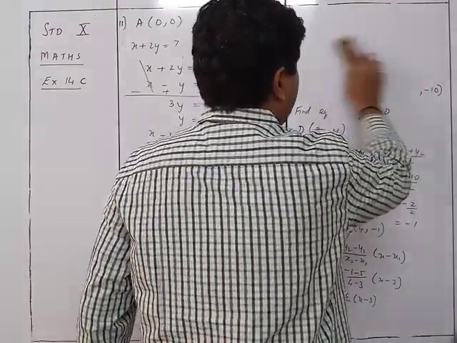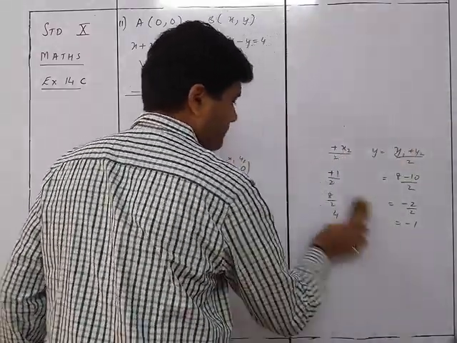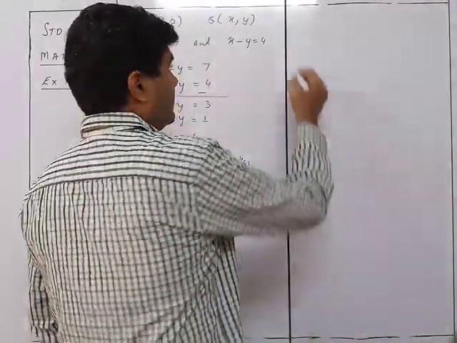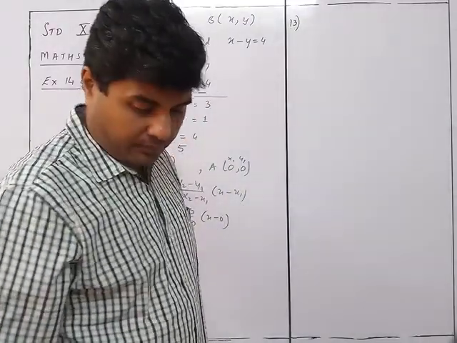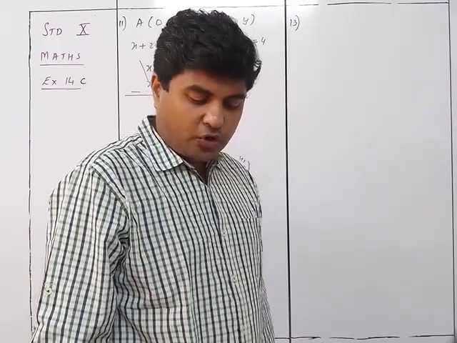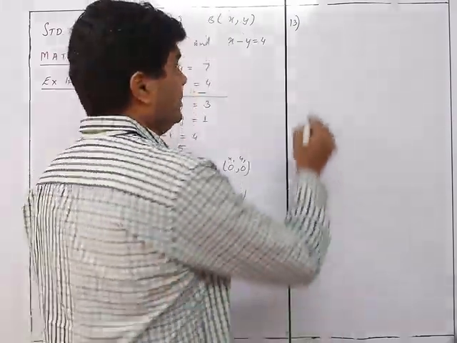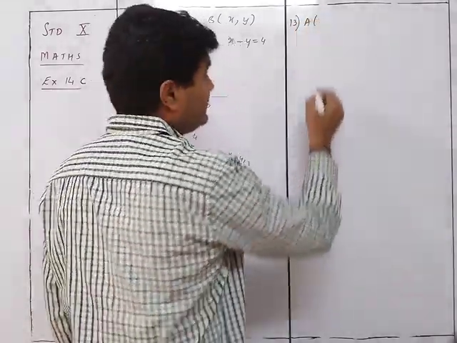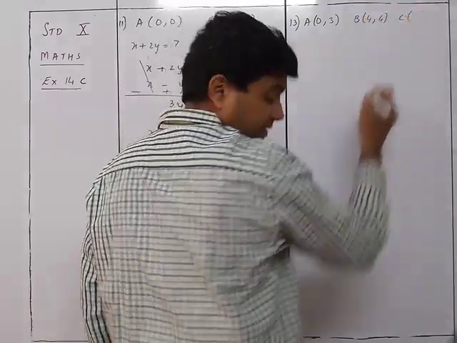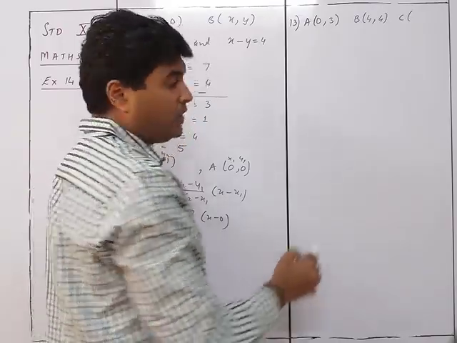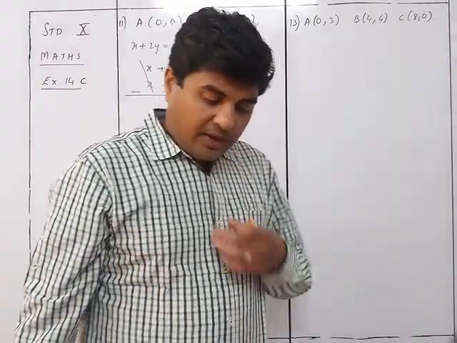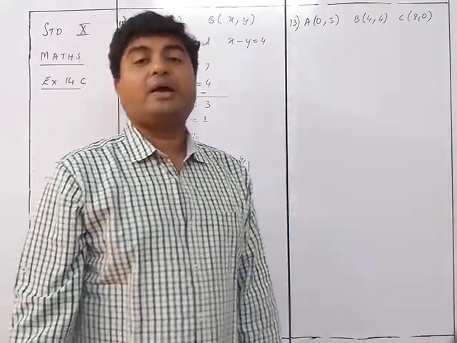We now move on to sum number 13. A, B and C have coordinates (0, 3), (4, 4), (8, 0) respectively. So A is given as (0, 3), B is (4, 4) and C is (8, 0). Got it? Find the equation of a line through A and perpendicular to BC.